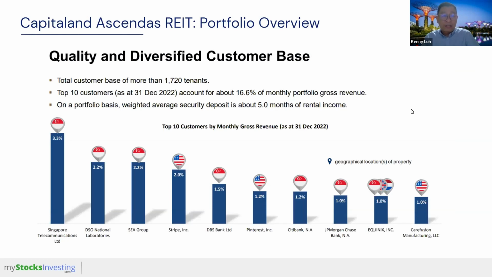Okay, in terms of customer diversification, they have a total of 1,720 tenants. All right, so people may ask, okay, if one tenant goes bust, for example, Singtel goes bust, then what would be the impact to the dividend? Okay, Singtel is the largest tenant, so the impact will be 3.3%. Then we have to ask, what is the probability of Singtel going bust, right? At the end of the day, Singtel is a very important company for Singapore, right? So the likelihood of Singtel going bust is low. And we also have DSO National Laboratories, those are Singapore, and Shopee here, right? Stripe, DBS Bank, Pinterest, Citibank, so on and so forth. So in terms of tenant diversification, it's pretty diversified.